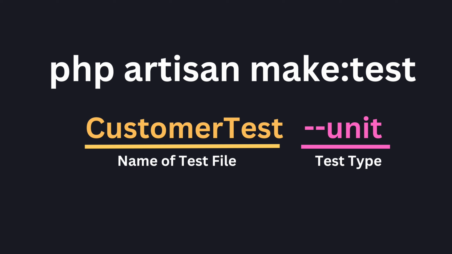Just a quick breakdown of the command itself. php artisan make:test creates the test file. CustomerTest in Pascal case names the test file for the Customer class's unit tests. Only the Customer class's unit tests will go in this file. --unit specifies that the tests are unit tests and will place the file under the unit test directory.